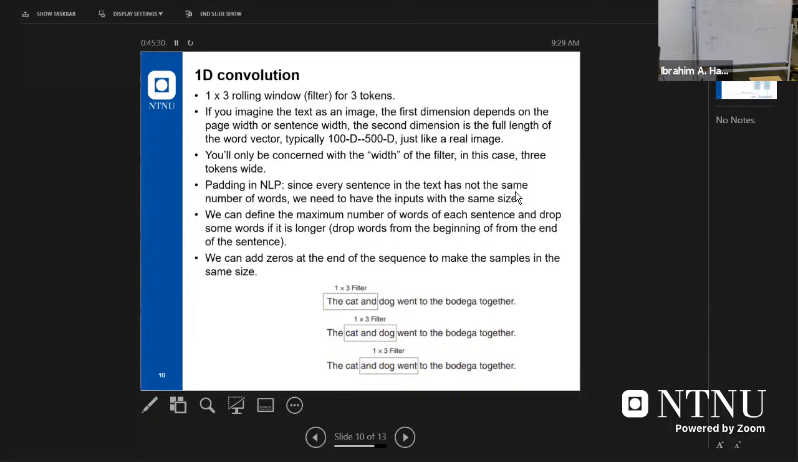Yes. So you will only be concerned with the width of the filter. This is the width of the filter. In this case, 3 tokens wide. The width will be the size of the kernel, and this other dimension will be the dimension of the word embedding, the height of the word embedding.